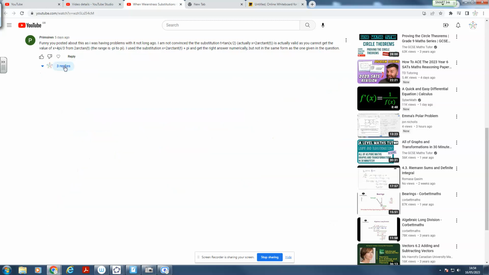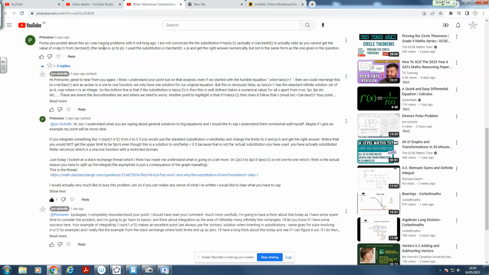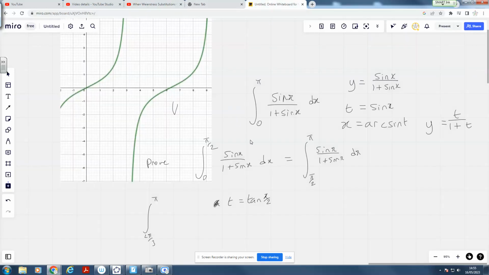Oh, maybe it was in the original one. No, yeah. Up here maybe. Yeah, this substitution. I think that's very clever, and I think that works fine for pi up to 4 pi over 3, but it doesn't work for 2 pi over 3 up to pi, just because you're using the wrong range for the wrong bit.